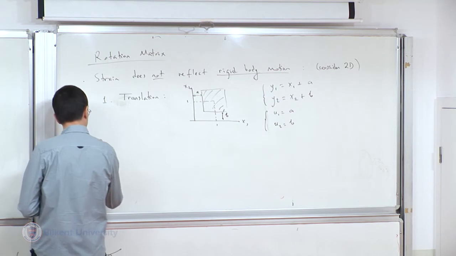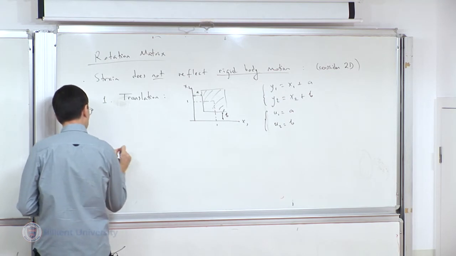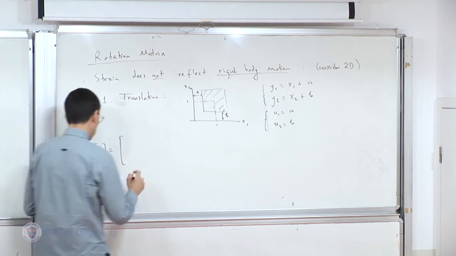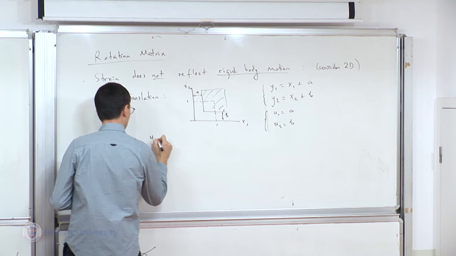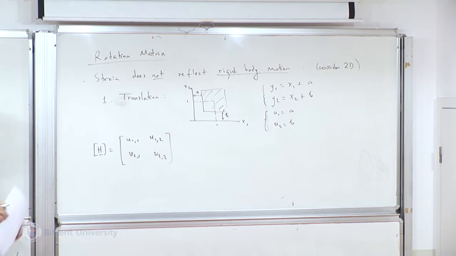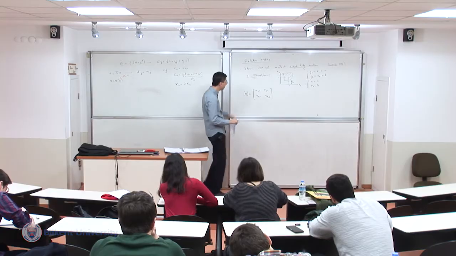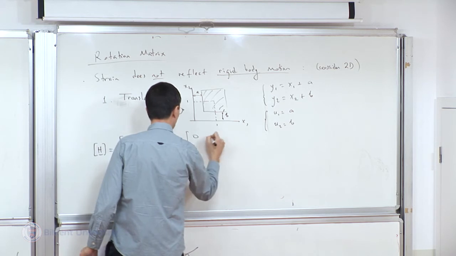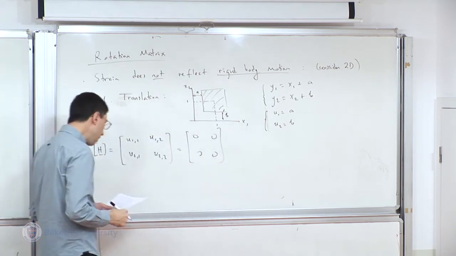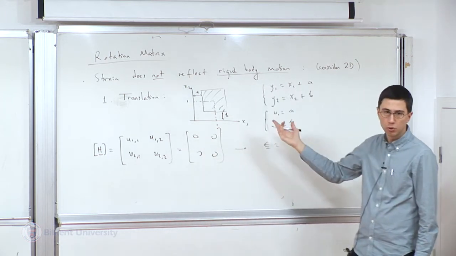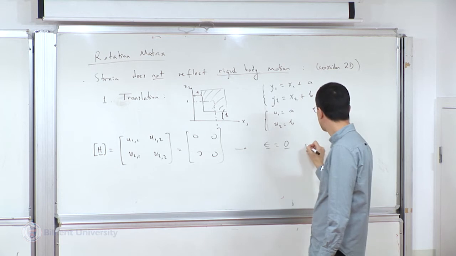So let's calculate, just for completeness, what the displacement gradient and the strain matrices are. It's good to practice at this point with the explicit representations of these matrices. I'll just remind you, h_ij is u_i,j. Now in this case, both u's are constants. So if you go ahead and take these derivatives, you're going to get a big 0. And therefore epsilon, which is h plus h transpose over 2, is 0 plus 0 over 2. So that's 0 as well.